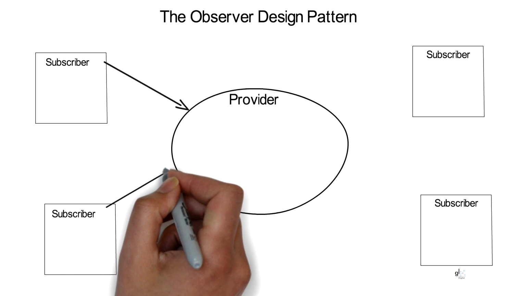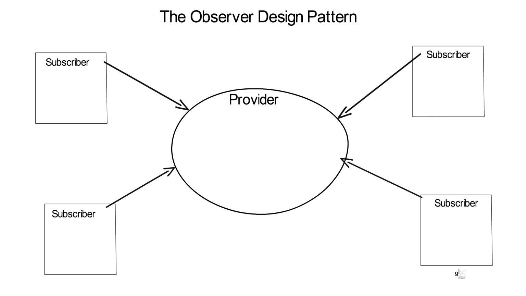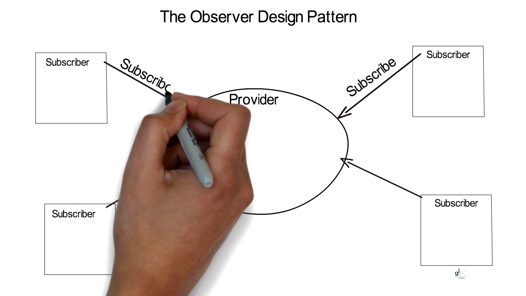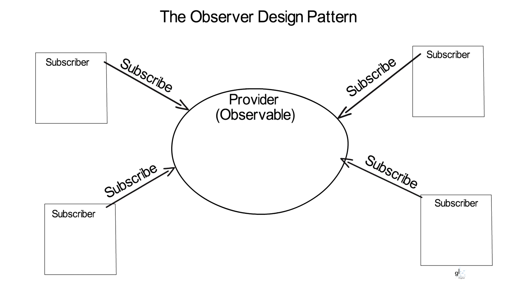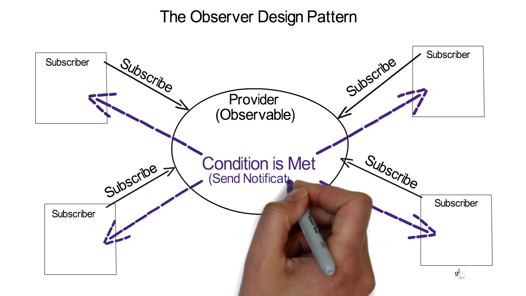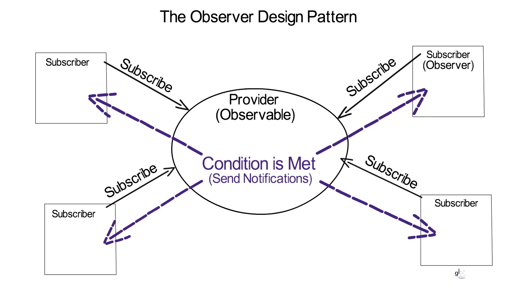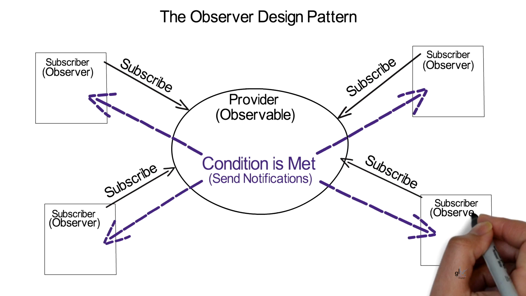The source of the push notifications is known as the provider, also known as the observable. Observers register with the provider, in other words, subscribe to the provider, and whenever a predefined condition, event, or state change occurs, one of the observer's methods is called by the provider. In this method call, the provider can also provide current state information to observers. So note that the observable can also be referred to as the provider, and observers can also be referred to as subscribers. So I'll be using these terms interchangeably throughout this tutorial.